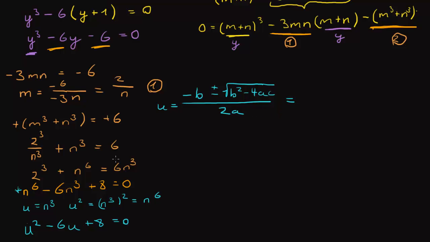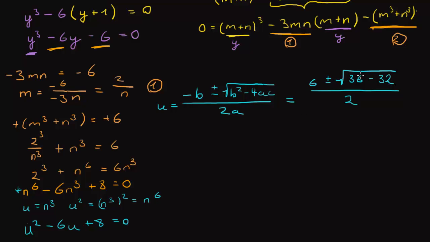So let's put our numbers in. Negative b, what is our b? Our b is negative 6. So negative 6, that is 6 plus minus the square root of negative 6 squared, which is 36, minus 4ac. So minus 4 times 1 is minus 4, times 8 is minus 32, over 2a. So 2 times 1 is 2.